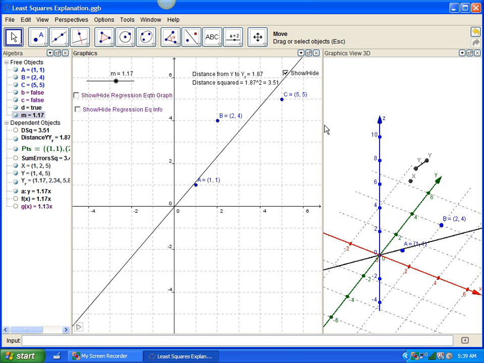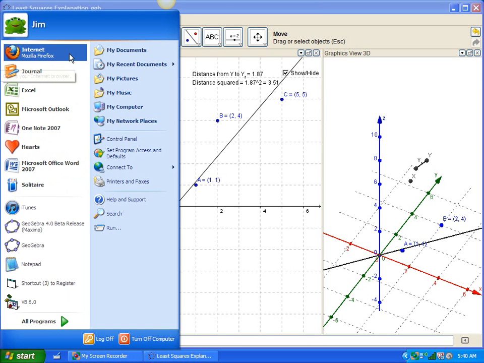But we didn't find each individual difference there. So what did we actually do? Well, we found a distance. And the way you find a distance is with, of course, the distance formula. And the distance formula, as you probably remember, looks like this.